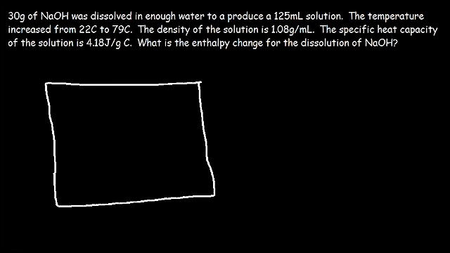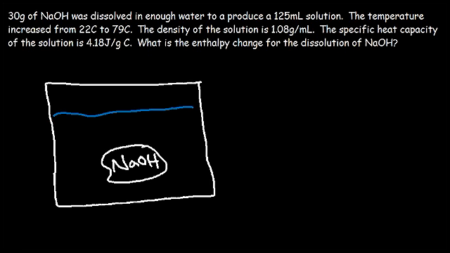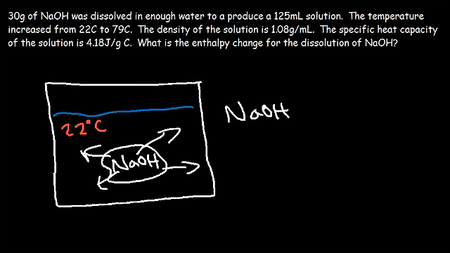The reaction is the system. When sodium hydroxide dissolves into Na plus and OH minus ions, it releases heat. Initially, the temperature of the water is 22. But as sodium hydroxide dissolves into ions, it's going to release heat to the surrounding water molecules. So the dissolution of sodium hydroxide is an exothermic process.